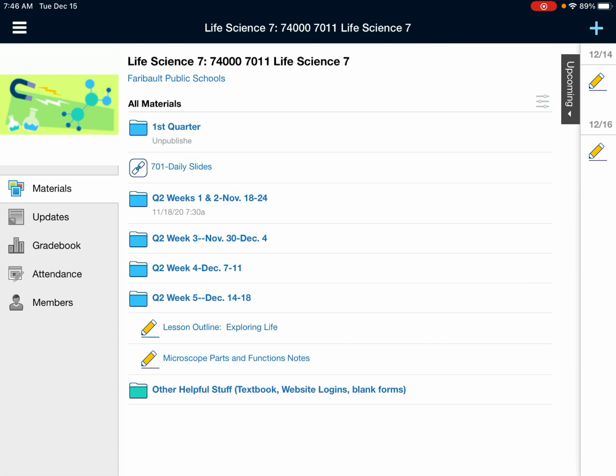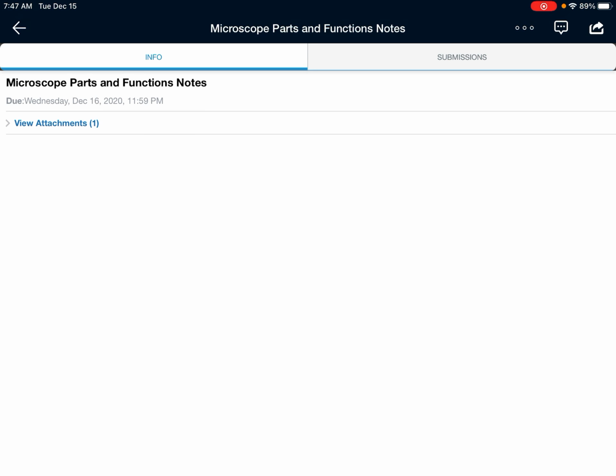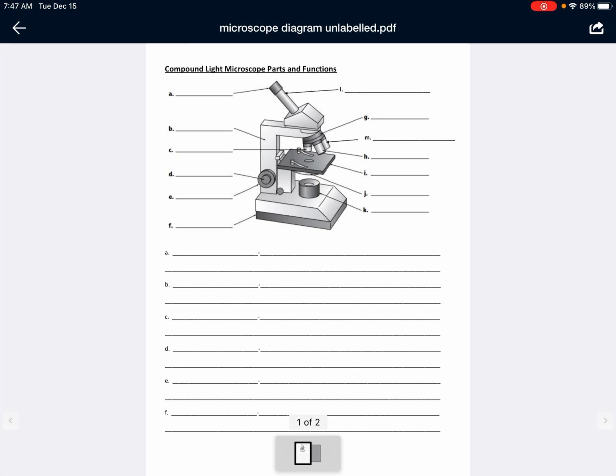Hello again, everyone. Today we are going to be working on microscope parts and functions. And so we're going to start off in Schoology by using the document that I've got attached here, which is just going to be a diagram of a microscope that has parts that we're going to be labeling, and then we're going to be filling in different functions of those microscope parts.